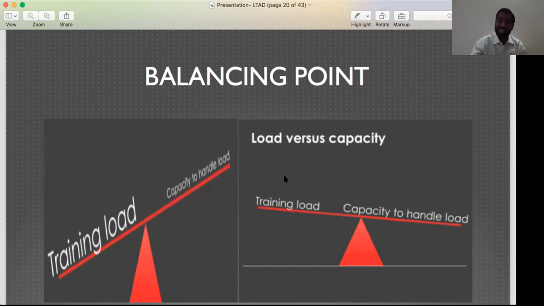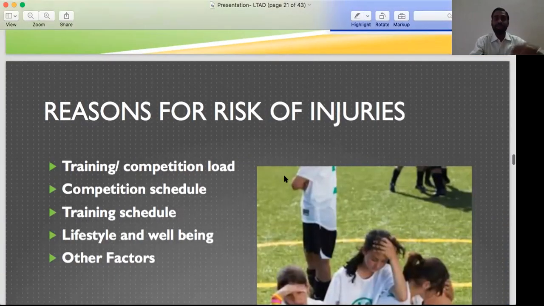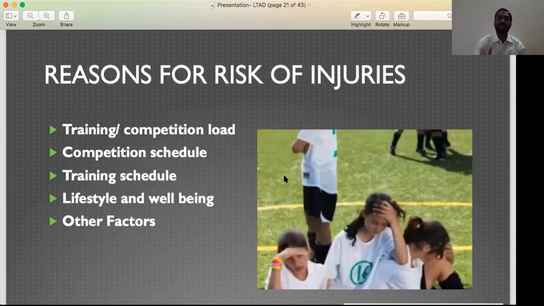Now, it's a very easy thing to say, but it takes a remarkable effort from a team of professionals to come down to what the real balancing point is, right? So just to give you a basic understanding of the reasons for the risk of injuries, there are different factors, a multifactorial reason. One is the training and competition load. You cannot train heavy for 8 weeks or 10 weeks and then go on to play another 4 weeks of competition. So you need to be absolutely vigilant.